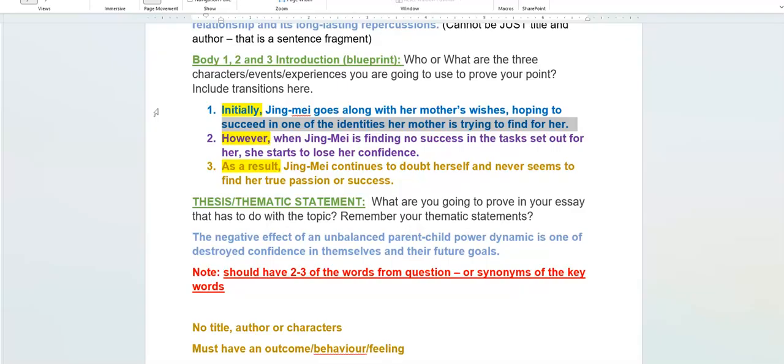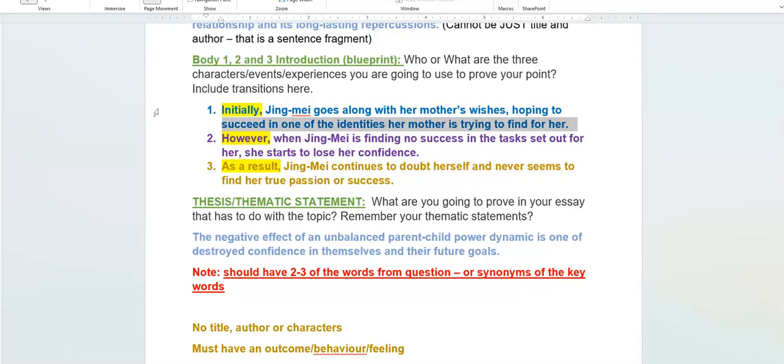Oh, there's a word identity there. That's in the topic. So I'm clearly tying this all together to create unity. Then my second blueprint, which means my next body paragraph is going to focus on this piece. However, when Jingmei is finding no success in the tasks set out for her, she starts to lose her confidence. That's what body paragraph 2 is going to be about. Then my third blueprint, as a result, Jingmei continues to doubt herself and never seems to find her true passion or success. Great. That's what my third body paragraph is going to be about.